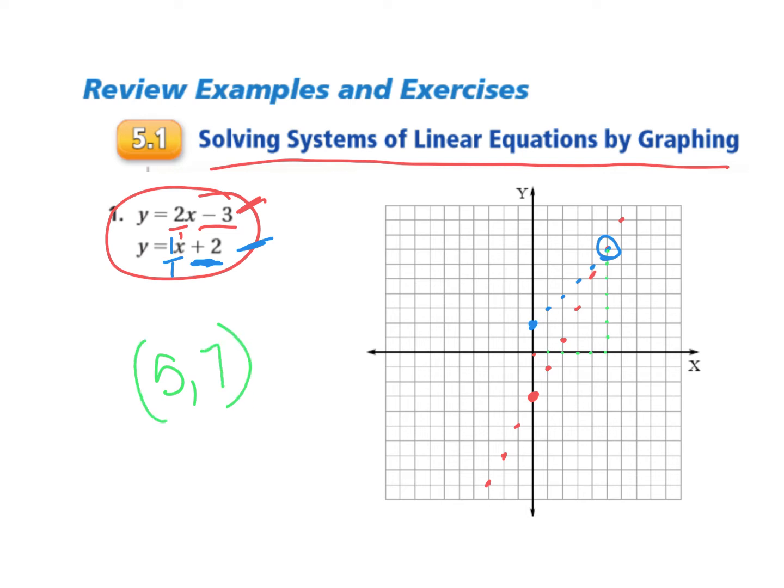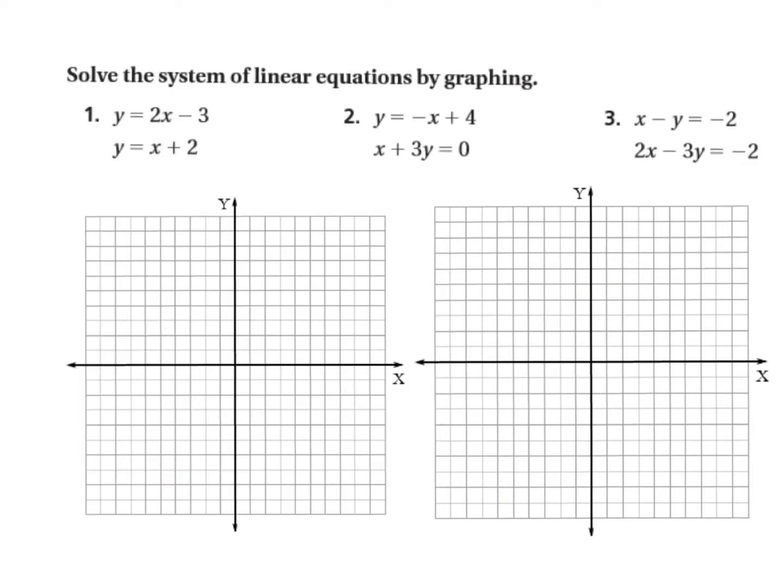So there it is. Now, again, we talked about double checking. Our y is 7, so we need it to equal 7. 2 times 5 is 10, minus 3 gives us 7. X is 5, plus 2 is also 7. So we know we did it correctly.